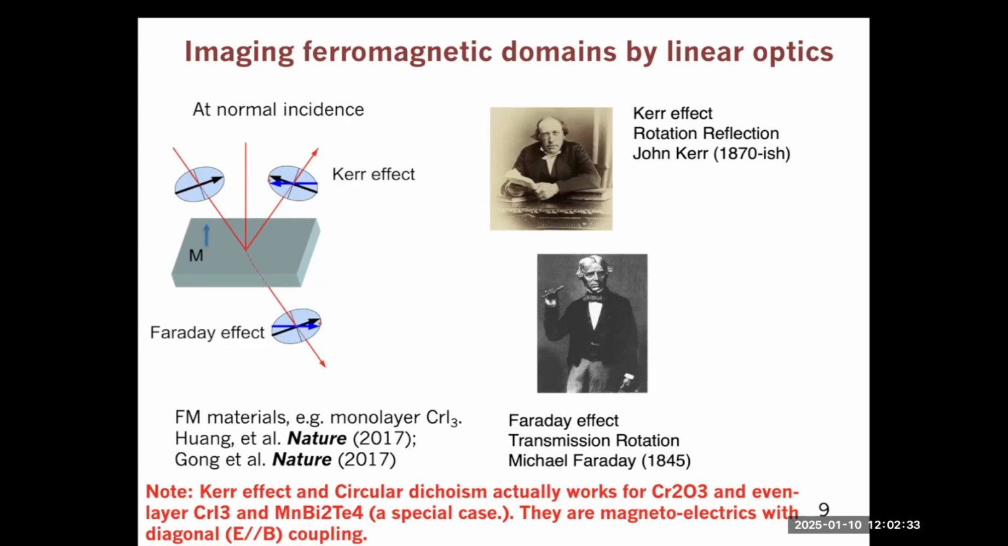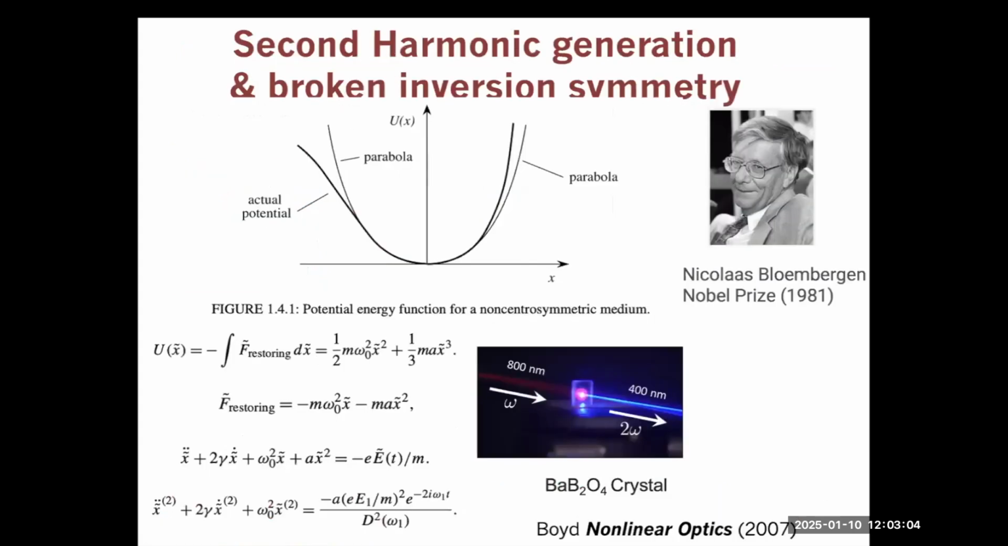But of course, there's a special magnetoelectric material with a diagonal electric and magnetic coupling, where you can have a Kerr effect. That is because, for example at a surface, usually there is a surface electric field, and that surface electric field can induce a surface moment. Okay, but again, usually for a compensated antiferromagnet, the Kerr effect doesn't work. So that's why I want to show you that second harmonic generation actually works.